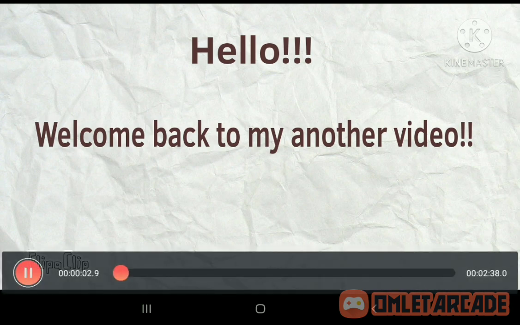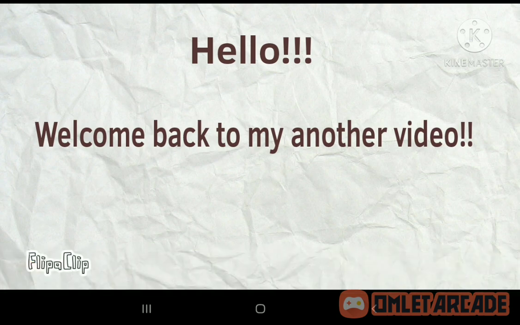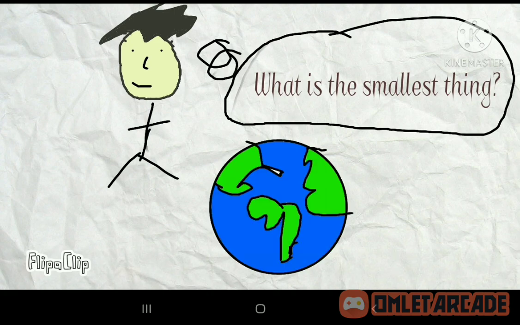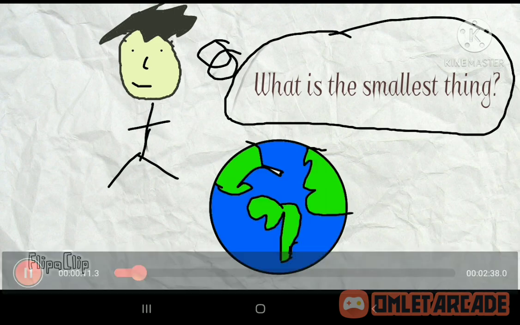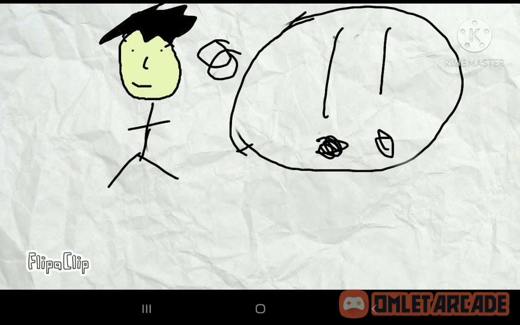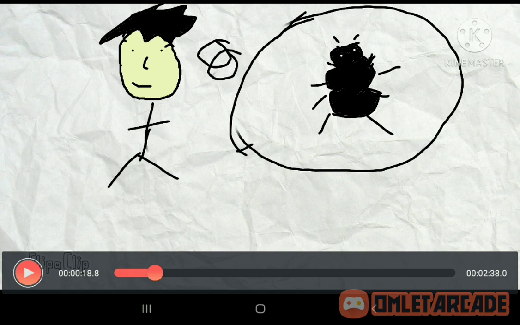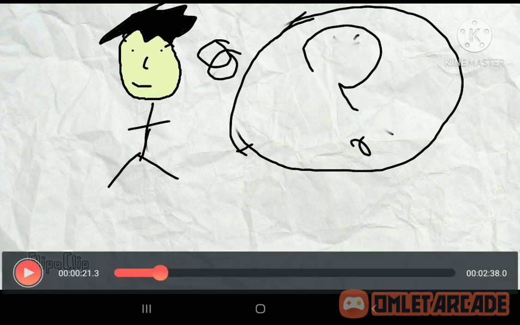Okay, wait. Maybe when you are a child, you are thinking, what is the smallest thing in this entire planet? And you think you know. Aha! I know. Maybe it's an ant. You are not right, because ant is not the smallest thing, and it's not even the smallest insect. So, if ant is not the smallest thing, what is the smallest thing?